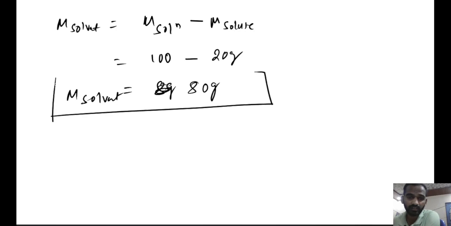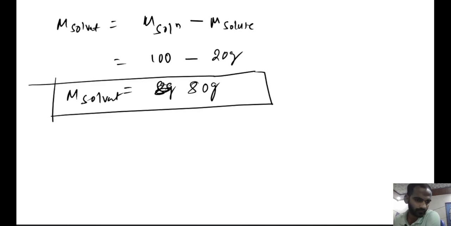We can't find it directly. We have to know from the question. In the question they should give the density of the solution, then only we can find this one. Yes or no? I hope that you are understanding all these concepts. Very simple topics. Like this we can represent the concentration of solute in a particular solution.